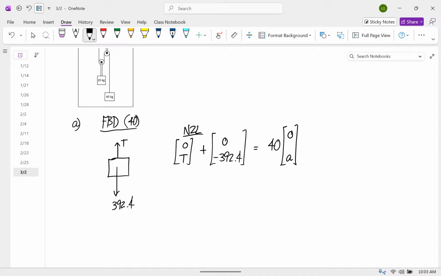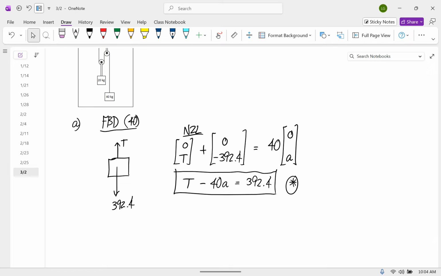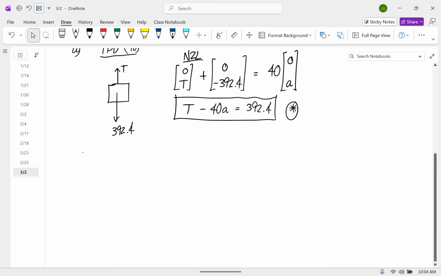Okay, so if we get a positive number, it means the 40 kilogram mass is accelerating up. If we get a negative, it means it's accelerating down. And we get one equation here that says T minus 40A is equal to 392.4. And we can't solve that because that's two variables, one equation. And then now I'll go to the free body diagram of the 20.